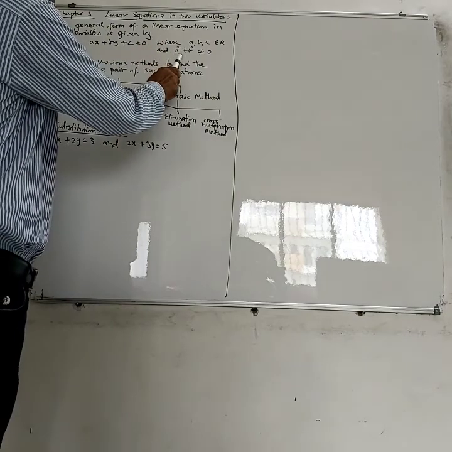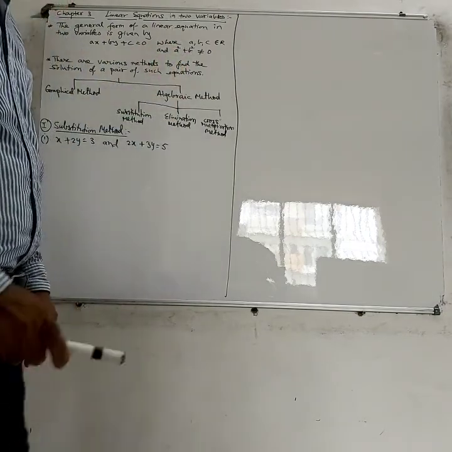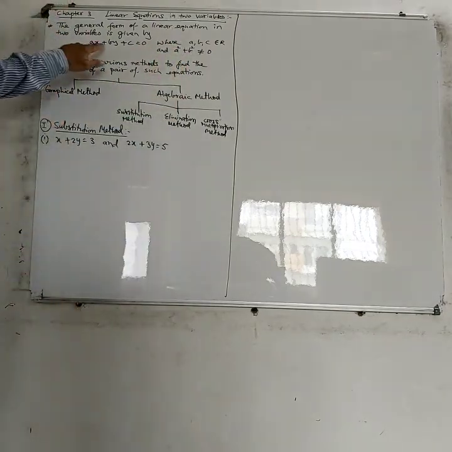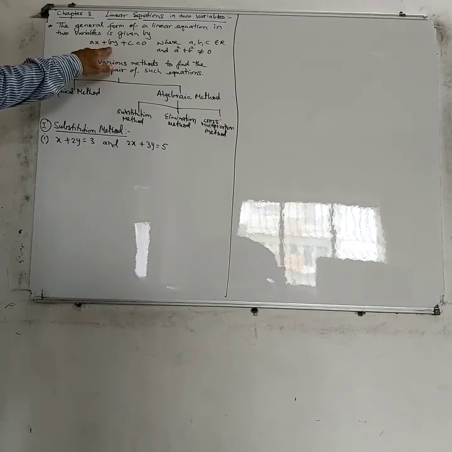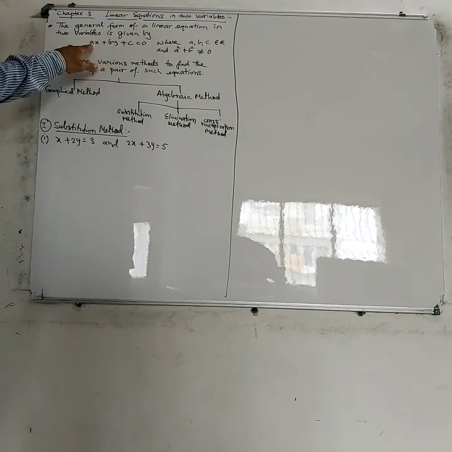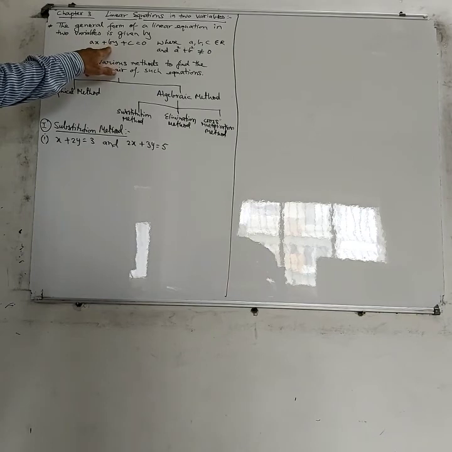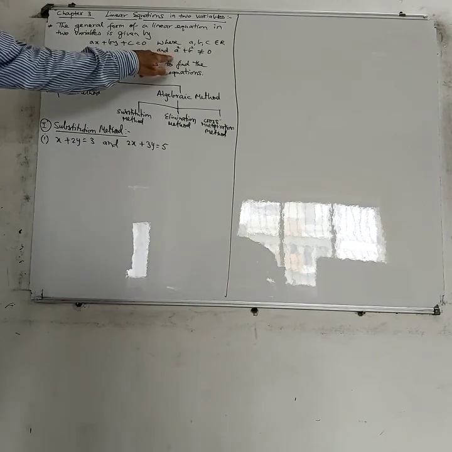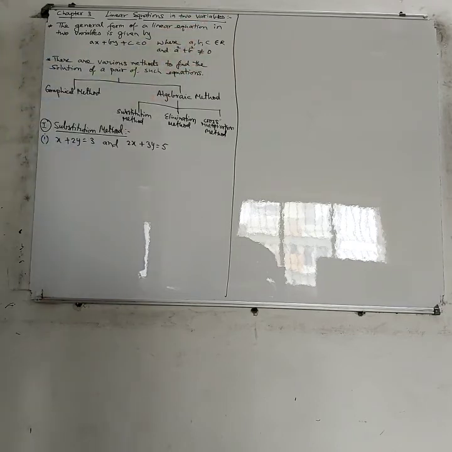What does this mean? a² + b² is not equal to 0. It means that a and b cannot be 0 at the same time. If a is 0, then b cannot be 0. If b is 0, then a cannot be 0. In other words, a² + b² will never be equal to 0.